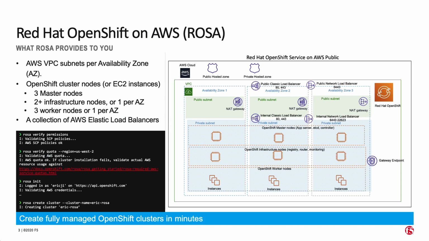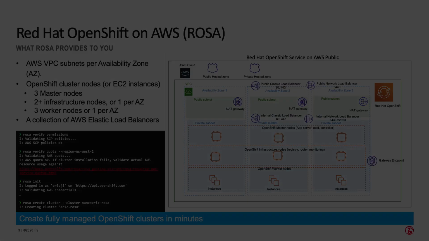So a little bit about Red Hat OpenShift on AWS or ROSA. It's very similar to ARO in that it provides a fully functional day 2 managed service. So you can get your feet wet very quickly and get a production level OpenShift environment up and running. There's 3 master nodes, 2 infrastructure nodes, and 3 worker nodes, or 1 per AZ, so slightly more nodes than a configuration with ARO.